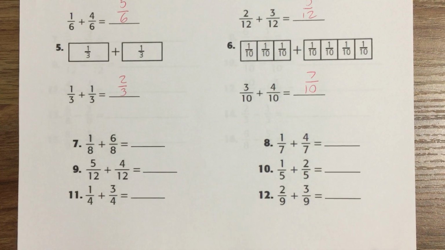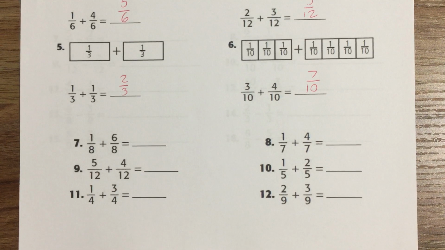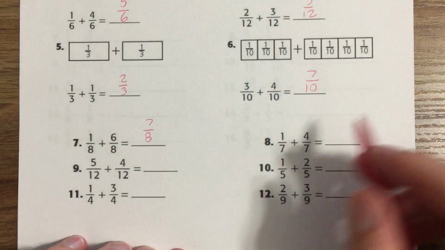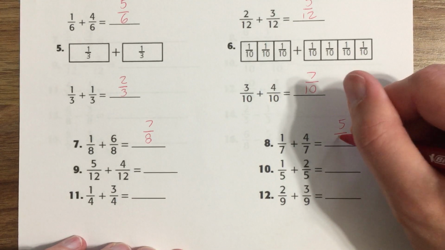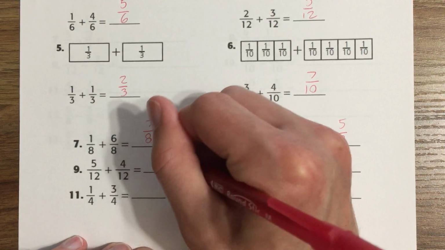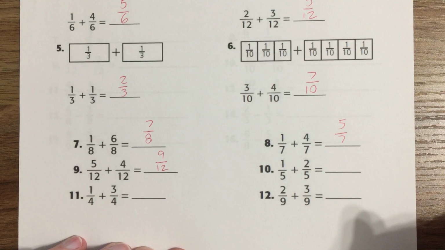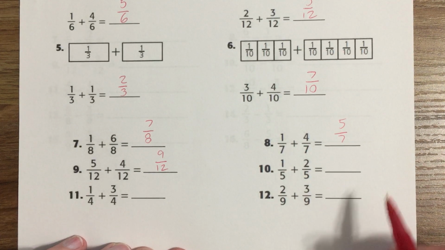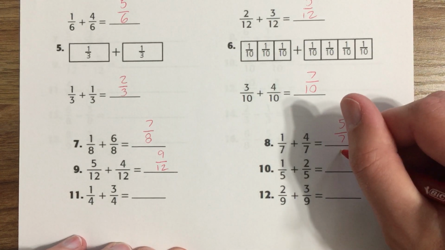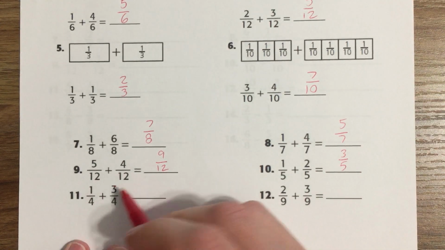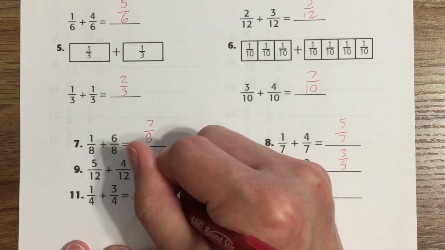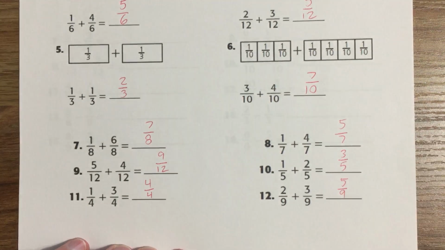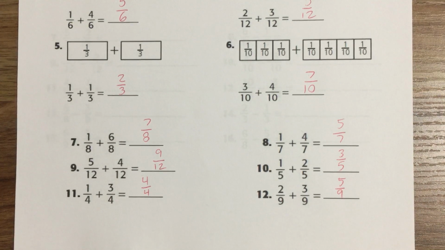All right. Now, if you have had the time to pause, and you did so, let's take a look at the answers. 1 plus 6, 7/8. 1 plus 4, 5/7. 5 plus 4, 9/12. We are not going to simplify these fractions. We're going to leave them just as they are. I could make that something else, but we're not going to. 1 plus 2 is 3/5. 1 plus 3 is 4/4. And 2 plus 3 is 5/9. So hopefully you did well on those.